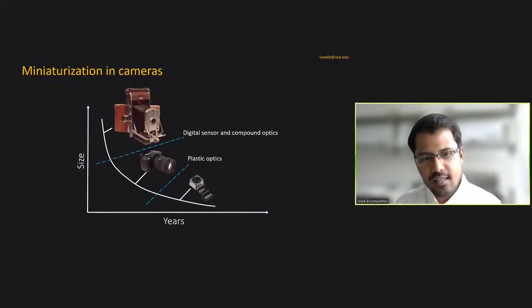Now, the design of lenses has acknowledged this necessity, which is miniaturization. And over the years, with different technologies, we are able to reduce the size of the camera using, in the beginning, digital sensors, compound optics, and now plastic optics. But still, with the few millimeters, 5 to 7 millimeters, of your smartphone camera, making it thinner is going to affect how the imaging capability is going to be.